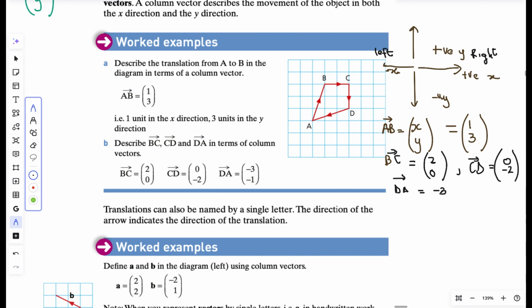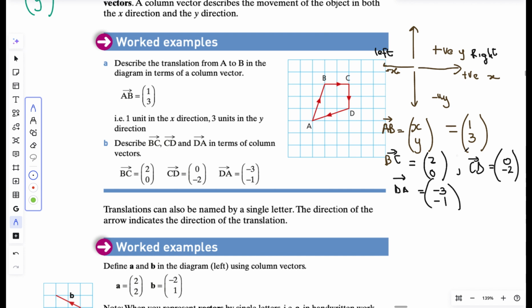-3 here. And then how many boxes did it cover in the y-axis? The y-axis is also going down because it's going like this. But it covers only 1 vertical box, because it starts from the top of this to the bottom here. And it's -1. So we put -1 for the y. So this is how to show it.